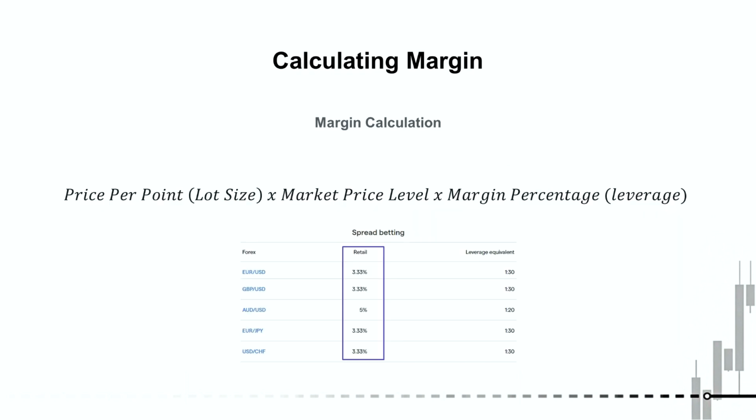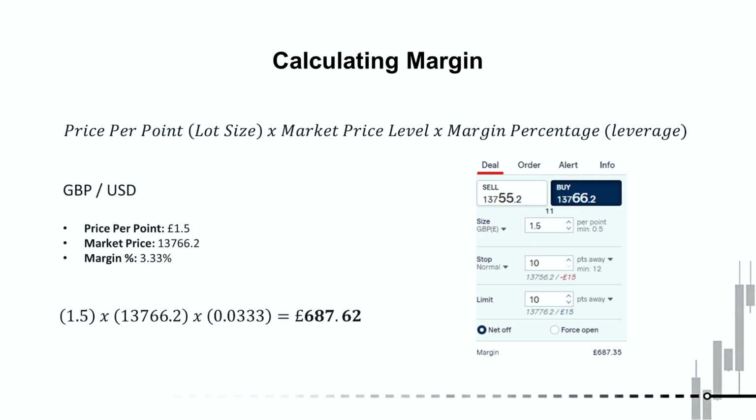So let's dig into how margin is calculated on a particular trade. We'll come on to a couple of examples in a second, but the general formula that brokers will use is they'll take your price per point or lot size, multiply it by the market price level, so the current price of the market, and then multiply it by this percentage here. So you can see that a couple of factors influence the margin required on a trade. It's the size of your trade, and it's this margin percentage. They're the key ones. Obviously if you're placing larger trades, you're going to require a larger margin. And if you're placing trades on a more exotic, less widely traded market, you're going to also require a larger margin. Let's see this in a real world example.